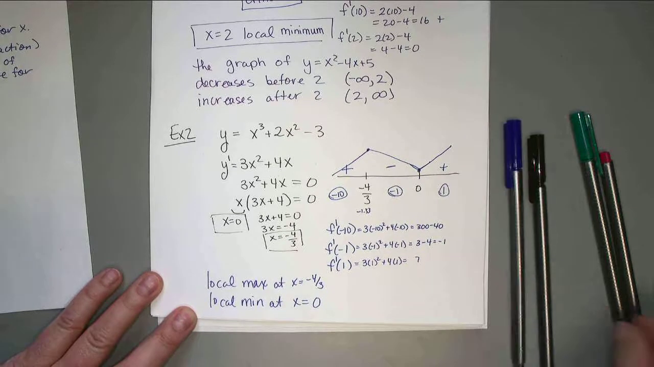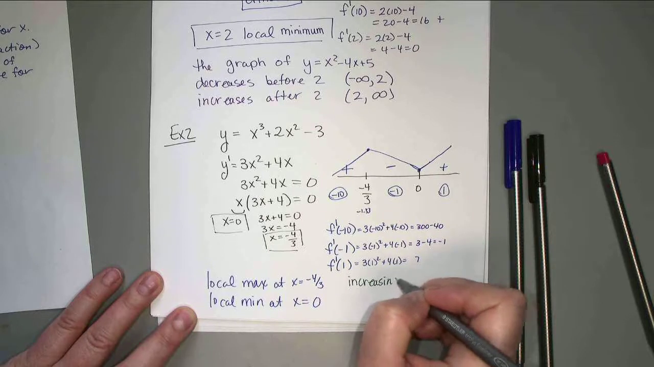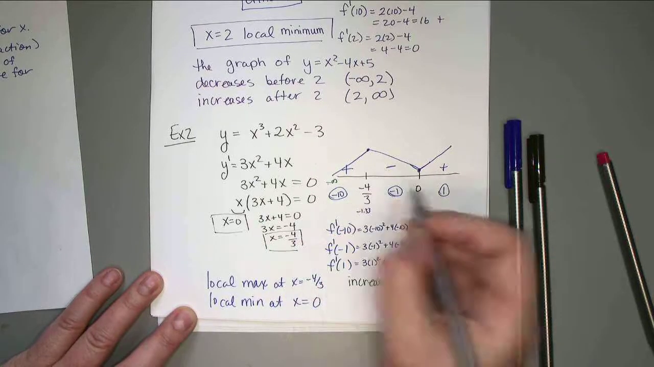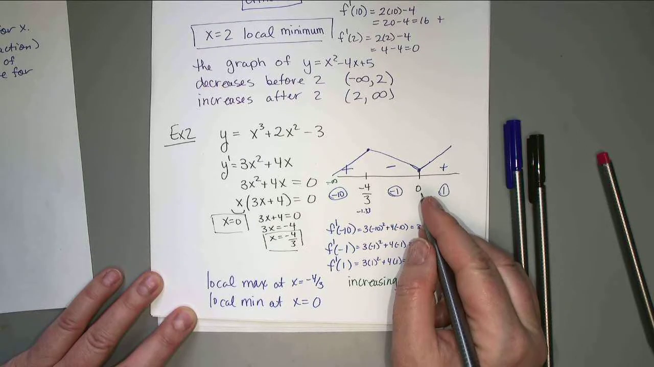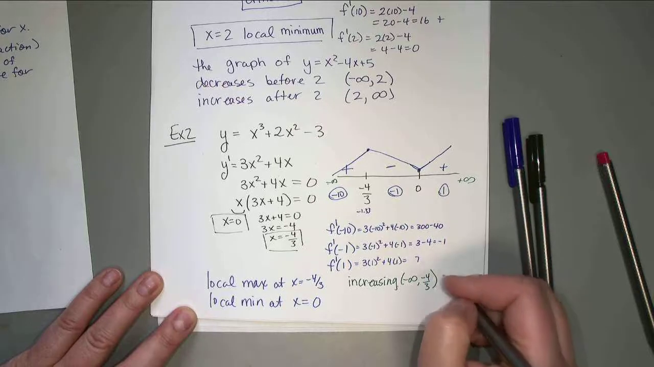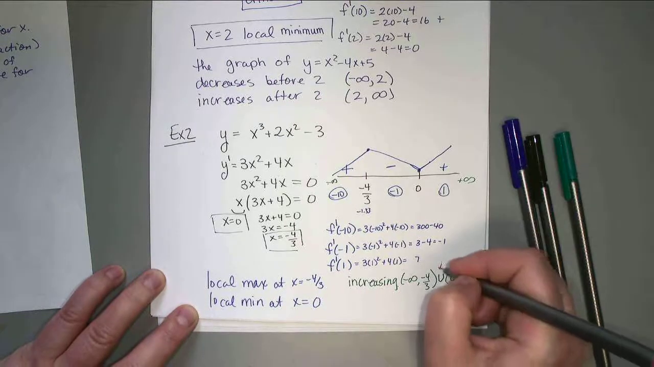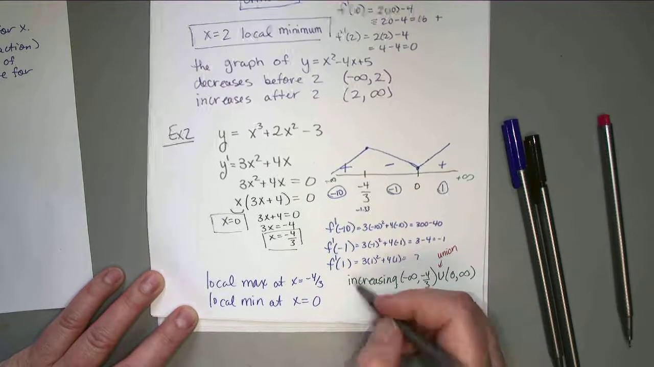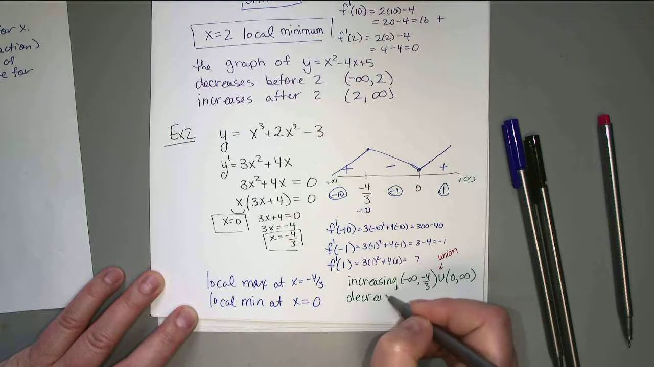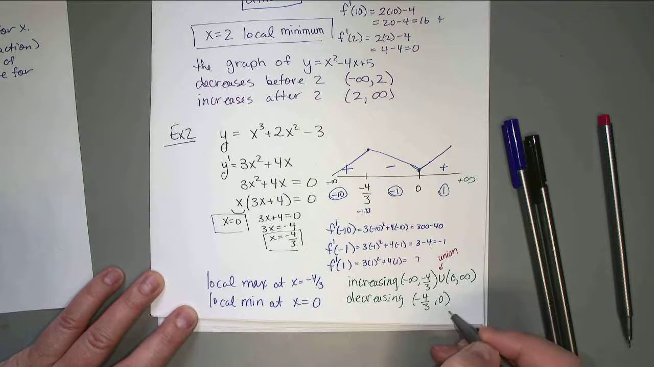And just to add the intervals of increasing and decreasing, we would say it's increasing wherever it's positive. So this is negative infinity to negative 4 over 3. And it's also increasing over here, 0 to positive infinity. And we show that with a union. That's just set notation. So that's called a union. It means add to it. So this plus this. And then it's decreasing in between minus 4 over 3 and 0. Always the small number first and then the big number.